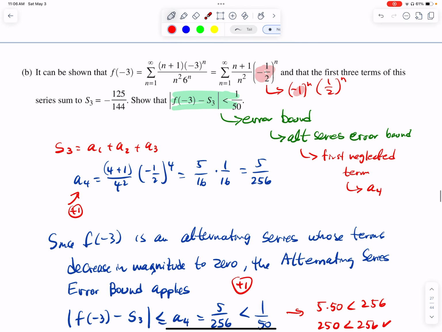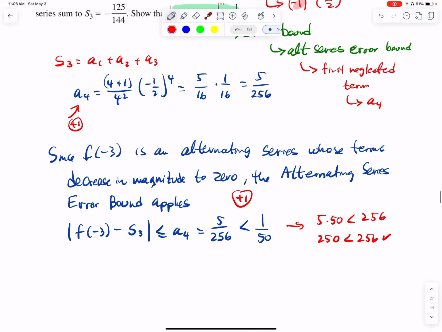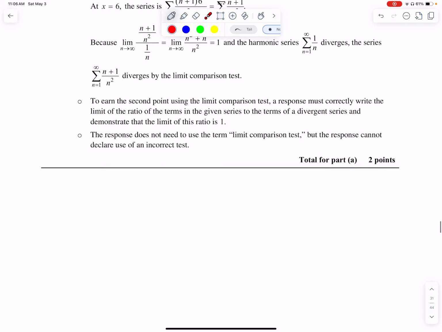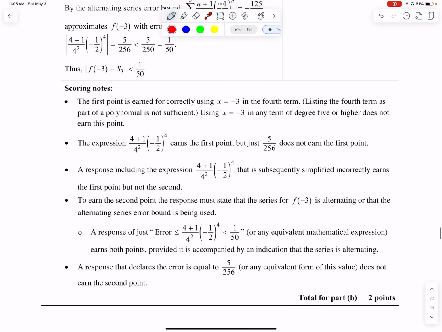Are we still on B? Yeah, we're just on B. Yeah, it's right there. It's pretty clear. It is pretty clear. We already talked about that.